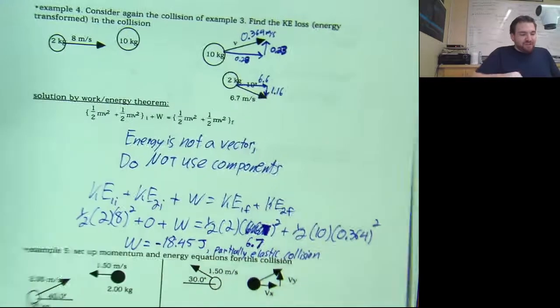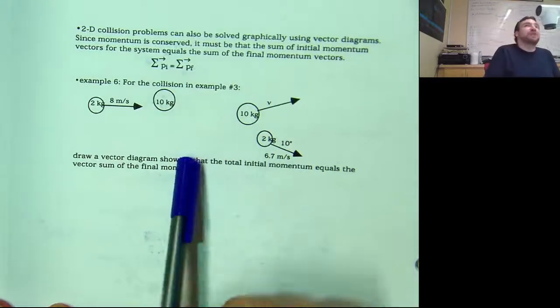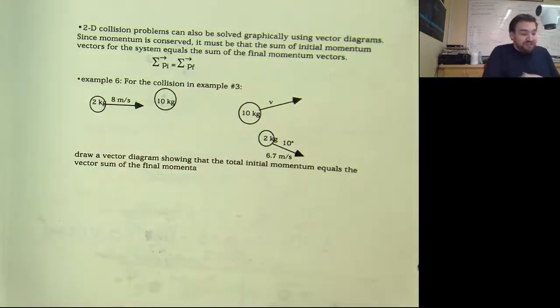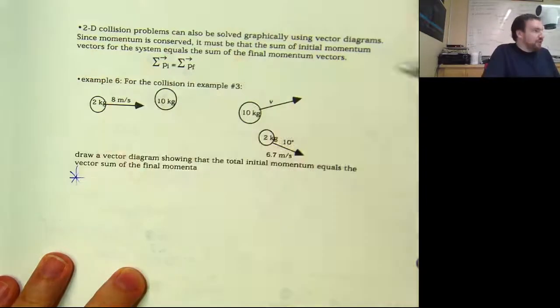Okay, we're going to skip 5. We could redo 3 again using vector notation? I'm not going to. If you want to see this, let me know. I'll show you later.